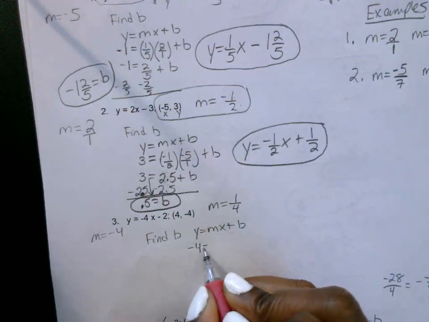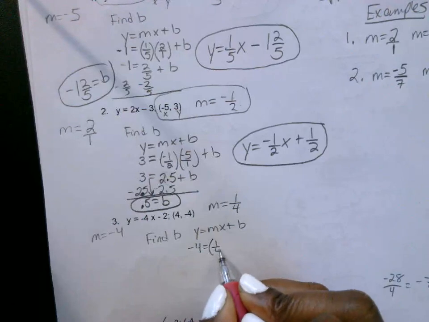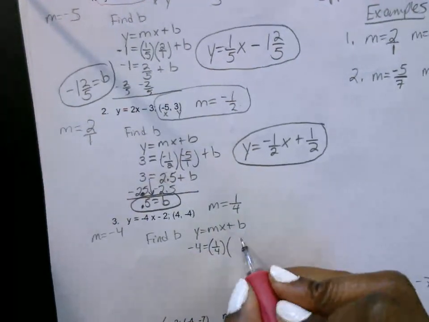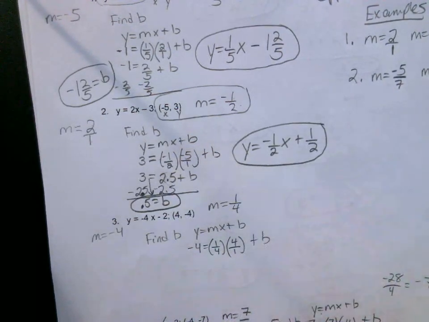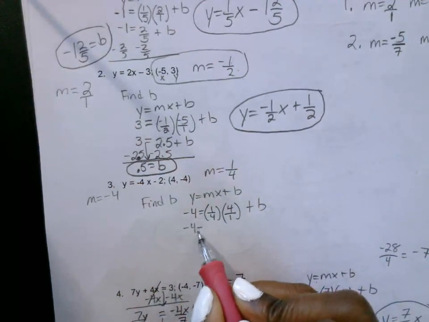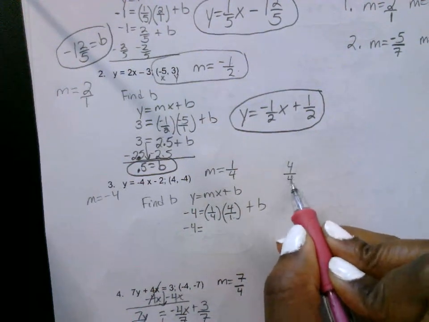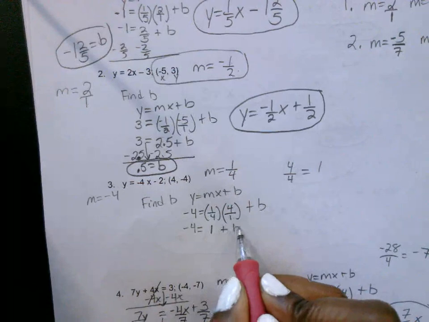-4. Very good. What are we substituting for M? 1/4. Good, Miranda. What are we substituting for X? We're substituting 4. And then plus B. Okay. All right. So now we get -4 on this side. Bring down the equal. What does this give us? We got 4 over 4. What's 4 over 4? It's 1. So we got +1 plus B.